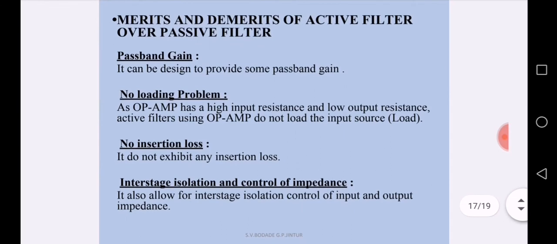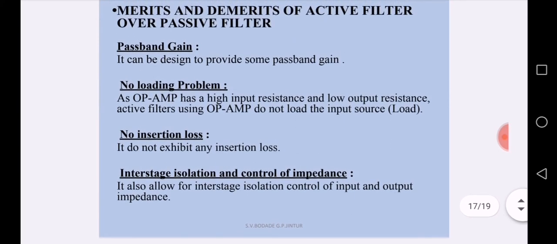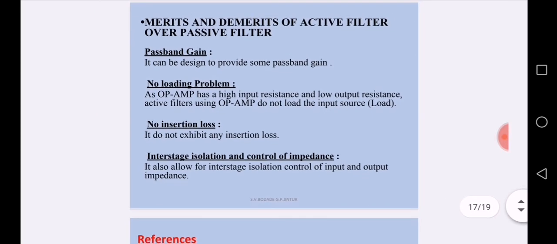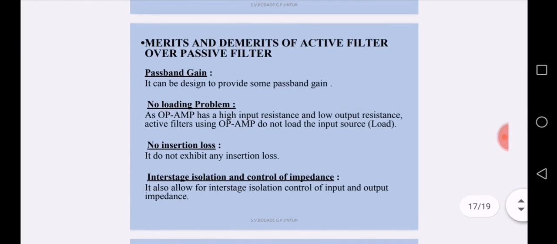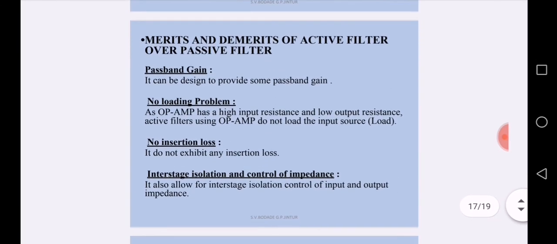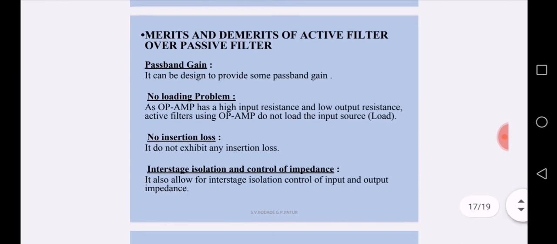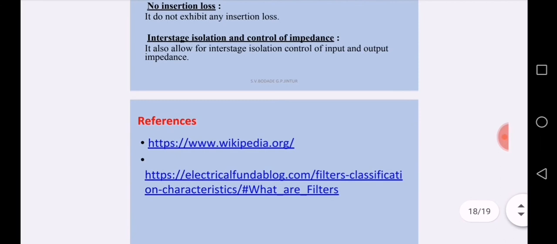Then the next point is passband gain. It can be designed to provide some passband gain. No loading problem. As an op amp has a high input resistance and low output resistance, active filters using op amps do not load the input source. Next point is no insertion loss. It does not exhibit any insertion loss. Then interstage isolation and control of impedance. It also allows for interstage isolation and control of input and output impedance.